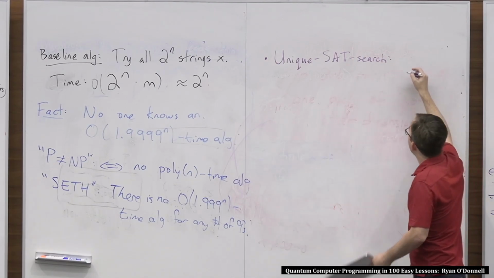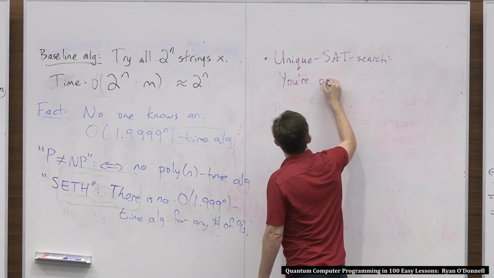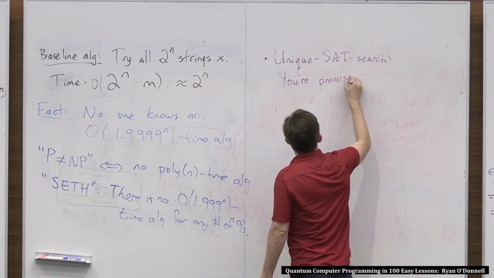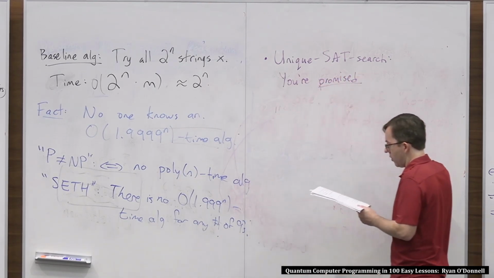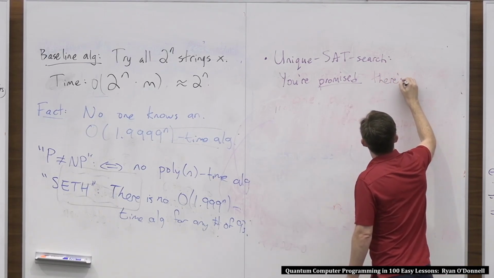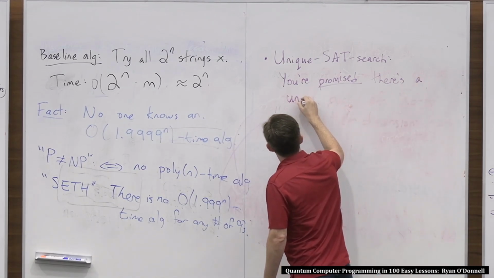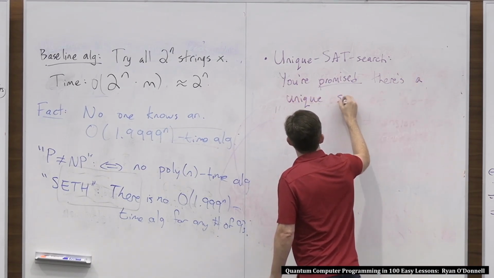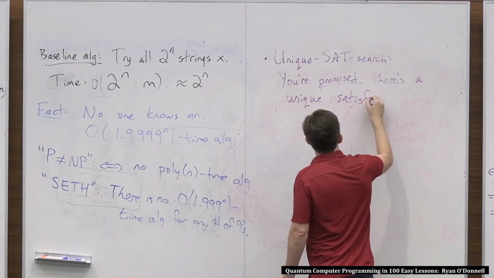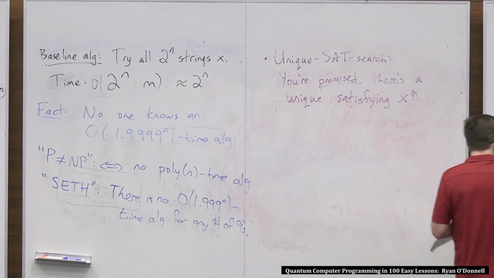And this is, you're somehow promised that there's exactly one satisfying string, no more, no less. So there's a unique satisfying string x star. And the task is to find this x star.